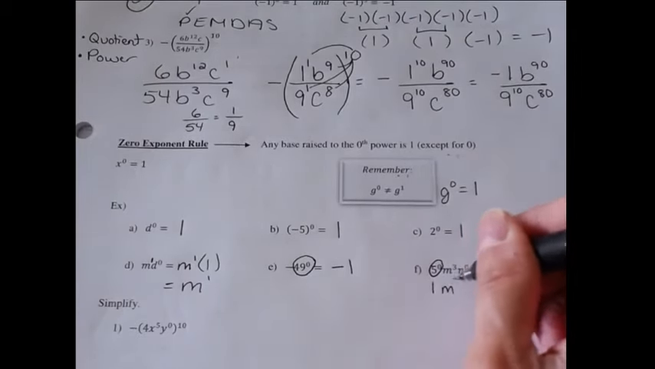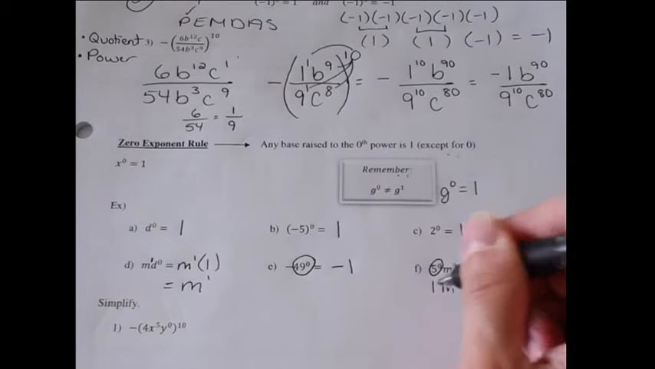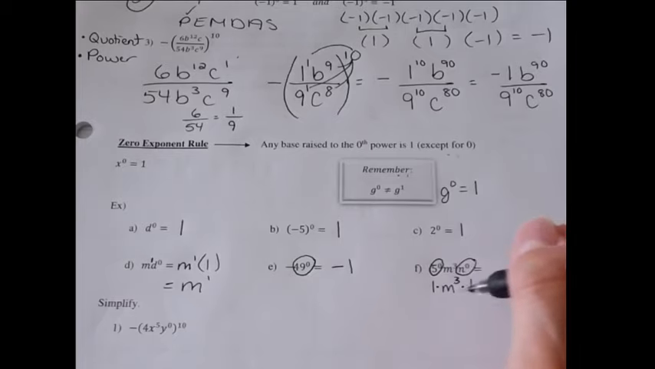M to the third, that's okay. N to the 0, well, that's another 1. So 1 times m to the third times 1 is simply m to the third. And we're done. That's how we apply the zero exponent rule.